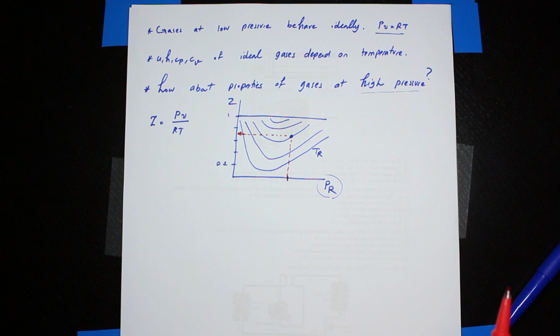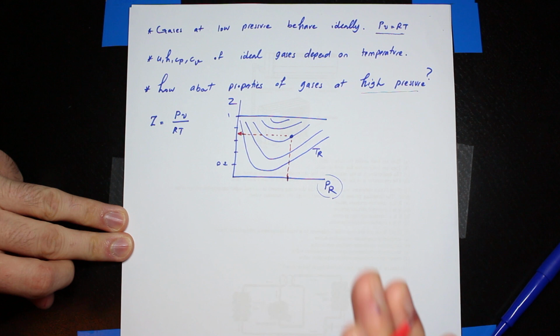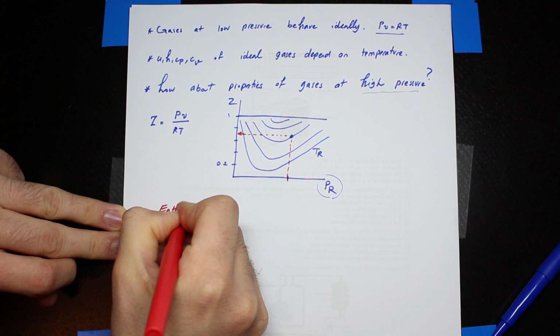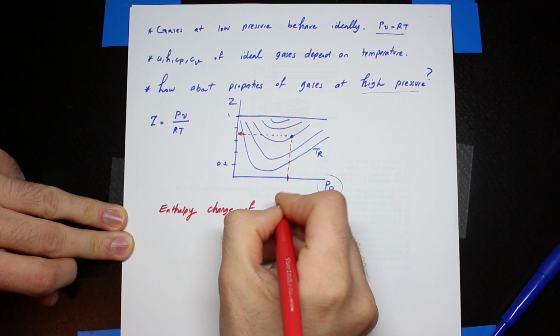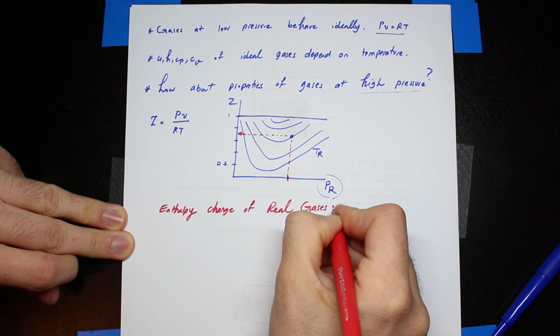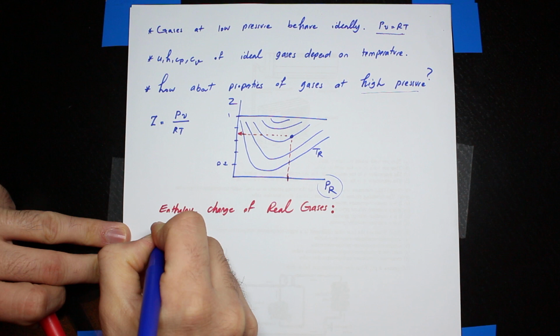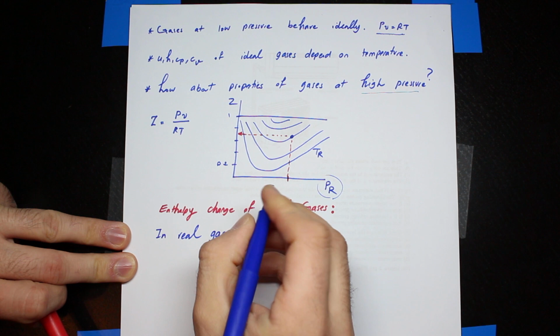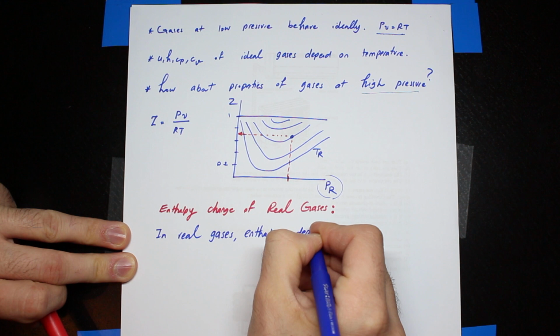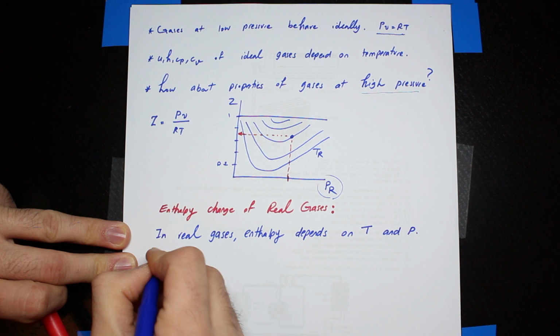Okay, so enthalpy change of real gases can be obtained based on an ideal gas. So if the title is enthalpy change of real gases, so this is the title. So in this way, we know that enthalpy of real gases depend on temperature and pressure. So in real gases, enthalpy depends on T and P. So H for real gases is a function of temperature and pressure.